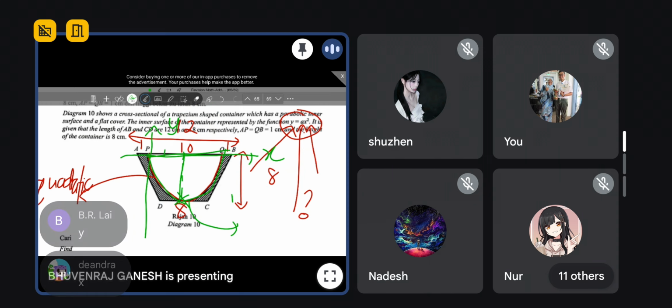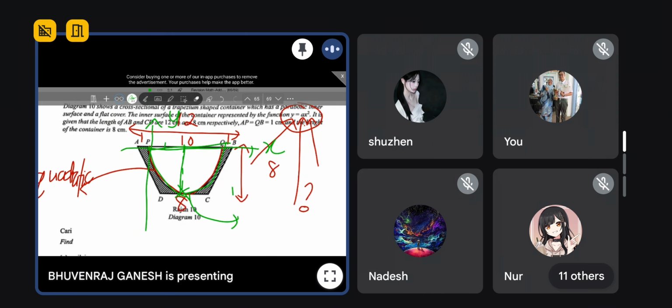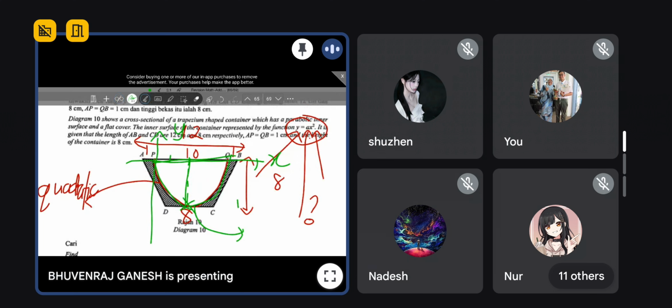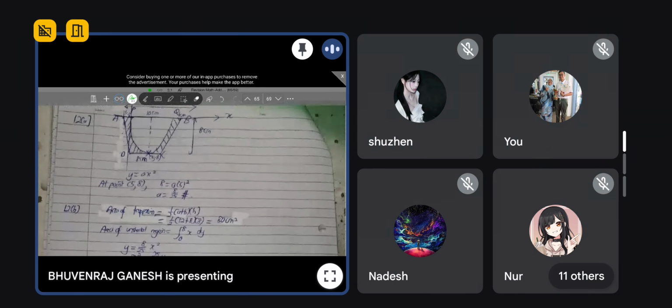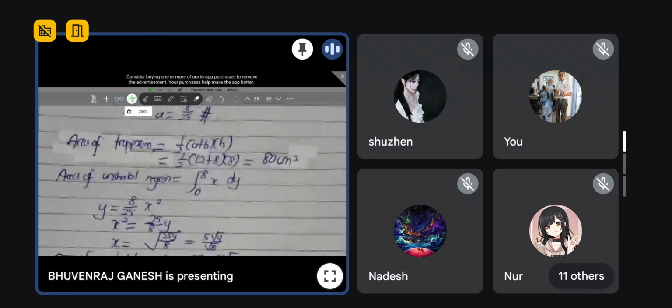Yes, both are also correct. You can try both. Both will give the same answer. Okay, dua-dua pun boleh. For me, I choose y. If y, I integrate from 0 to 8, because 8 is the minimum point. So you just do it like this.